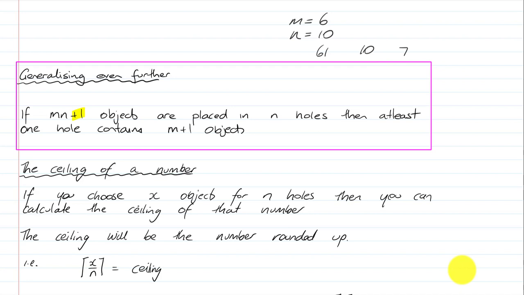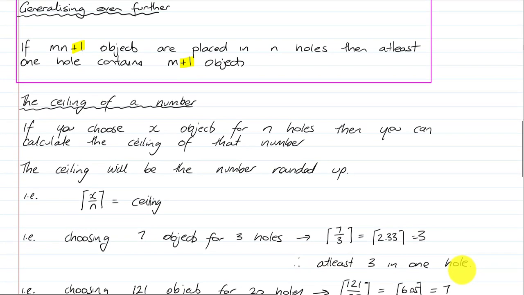If mn objects are placed in n holes, well then every hole could potentially have m objects, which means if you have one more object, then one of the holes must have at least m plus 1 objects. Now they could all go in one hole, but that still matches that criteria. So that's how it works. I really strongly urge you to have a look at this and really think about what's going on.